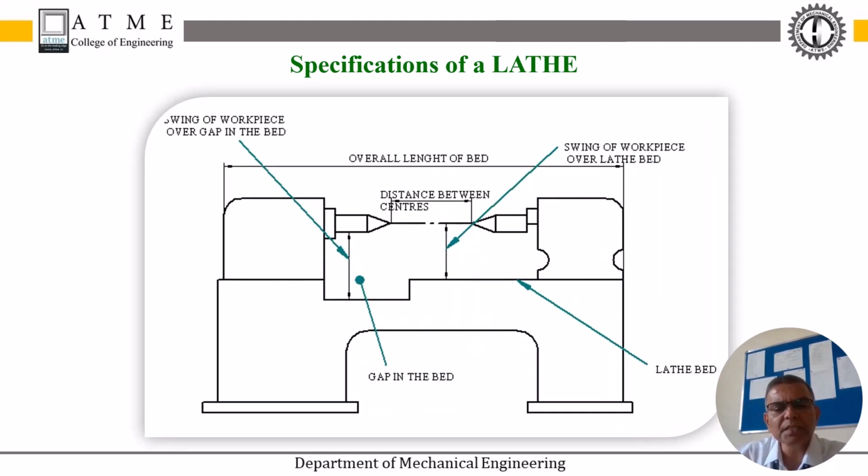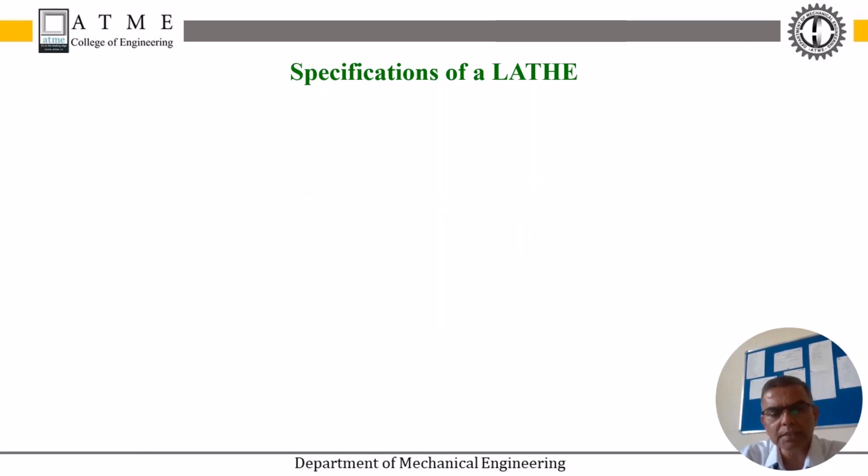So you can see here the distance between the centers and the maximum swing diameter of the workpiece over the lathe bed, and the maximum swing diameter of the workpiece over the gap of the bed. That is another one. So this is with the bed and this is the gap of the bed. It shows the maximum diameter which can be accommodated here during the lathe operation, and of course the overall length of the bed is also something we need under the specification of the lathe. These are some of the things we need to know about the specification of the lathe.